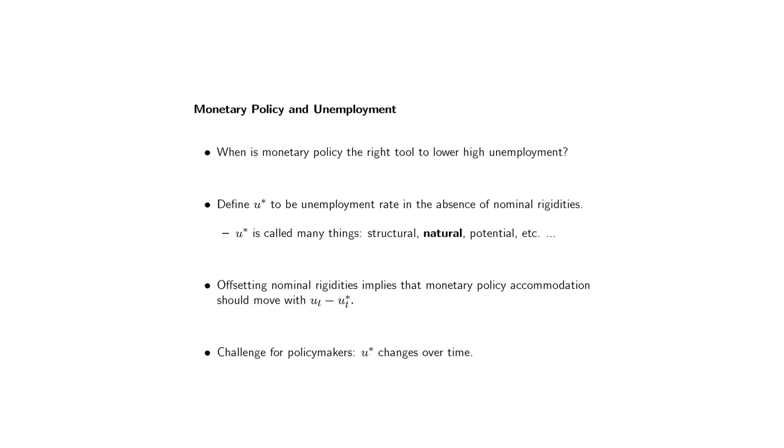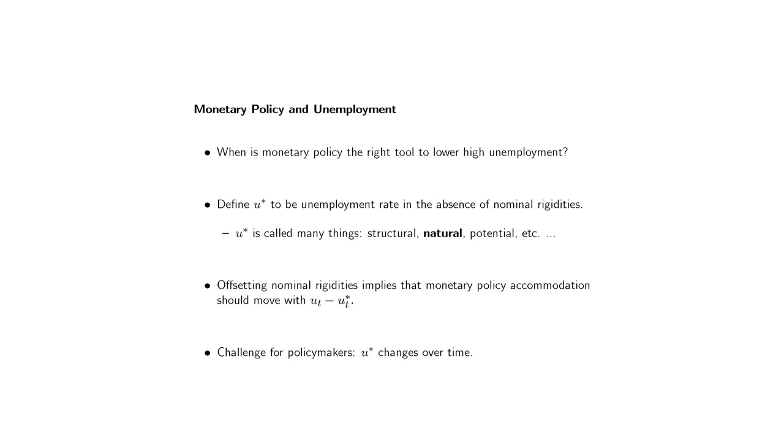Now, what does offsetting nominal rigidities mean? It implies that monetary policy accommodation should move with the gap between the observed unemployment rate in the world we live in and this U-star, the natural rate of unemployment. So when you see a U without a star on it, that's going to be the U we actually see in the data, the unemployment rate that we see in the data. And then U-star is going to be the natural rate. When that gap is big, we need a lot of accommodation. When that gap is small, we need not as much.